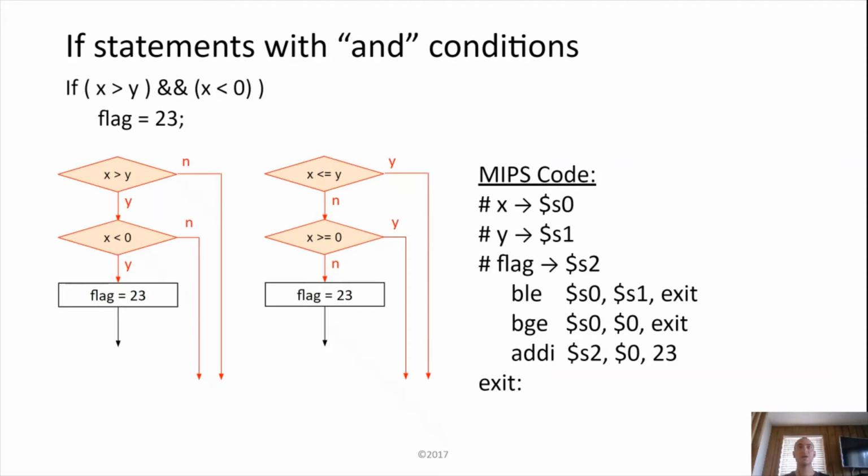So here we have an and with two conditions. How are we going to do that? We check the first one, x is greater than y, same as we have here. If it's true, we check the next one, x is less than 0. And if that is true also, we set the flag. If either of these is false, we just exit. So that's the original flowchart.